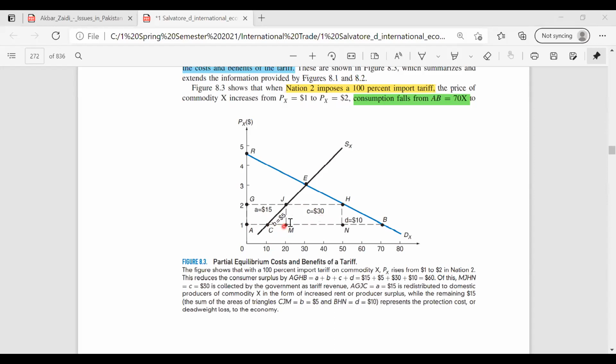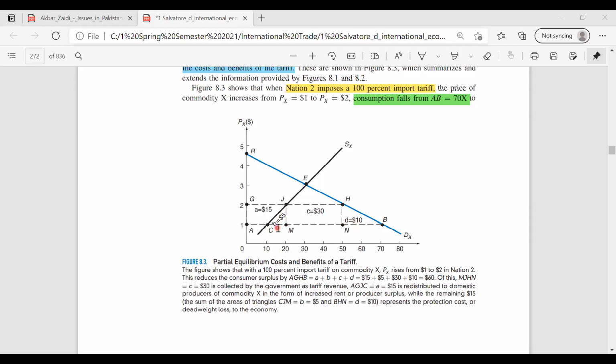But B, which is equal to $5, and D, which is the consumption loss, and the production loss, these are equal to $15, and these are called the deadweight loss. These are the costs of the tariff. This is the production deadweight loss and this is the consumption deadweight loss.